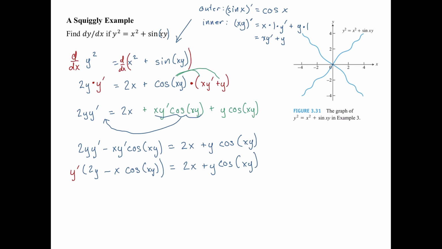The last thing we have to do is divide both sides by this term right here. And we find that y prime, or dy dx, is 2x plus y cosine of x times y, and all of that divided by 2y minus x cosine of xy. This answer really is kind of nice.